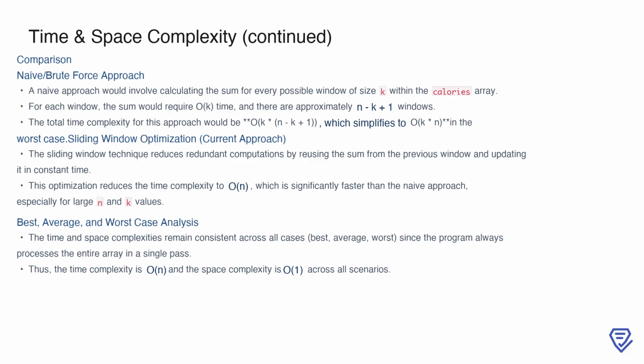In contrast, the sliding window technique avoids redundant calculations by updating the sum in constant time for each window. This optimization reduces the time complexity to O(n), making it far more efficient, particularly for large values of n and k. Furthermore, the time and space complexities are consistent across all scenarios, best, average, and worst cases, since the program processes the entire array in a single pass. This means we achieve O(n) time and O(1) space complexity uniformly.